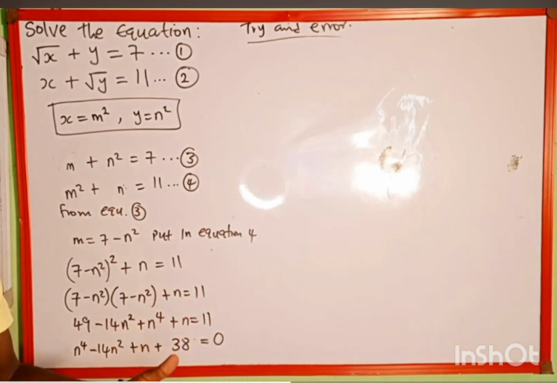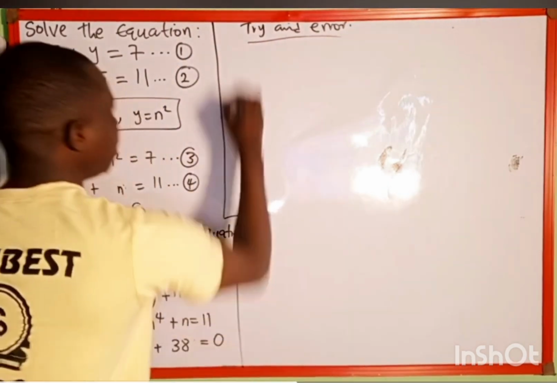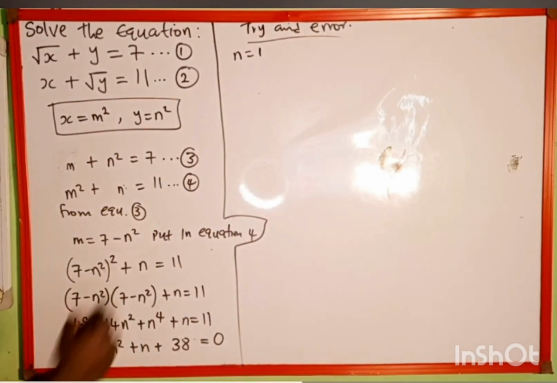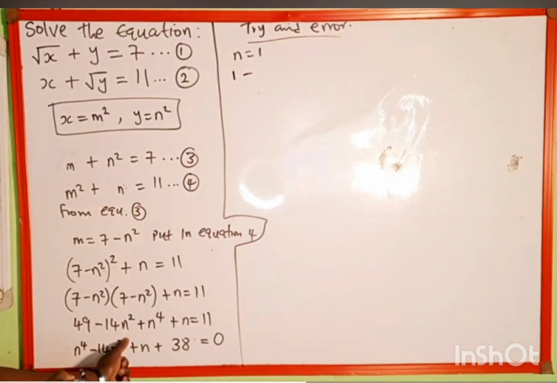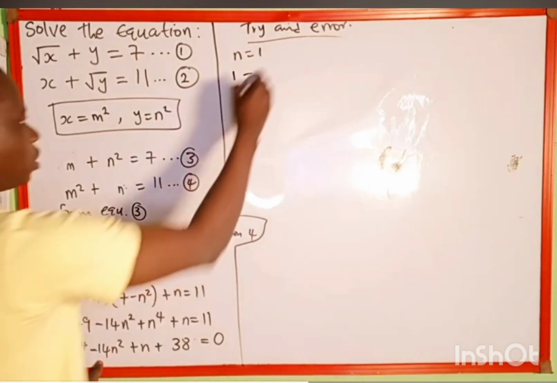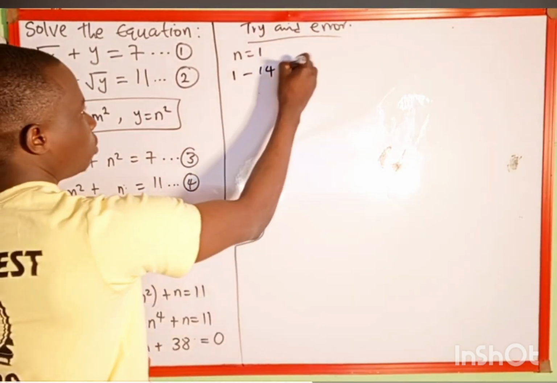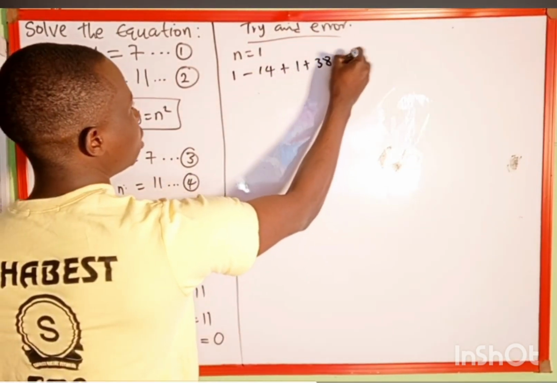If n is equal to 2 did not satisfy, we try 3, then 4. So let's start from n is equal to 1. When we plug in 1 here, 1 to the power 4 is the same as 1, then minus 1 squared is the same as 1, then 1 multiplied by 14 is the same as 14, then plus 1. When we plug in 1 here, it's going to be 1, then plus 38 is equal to 0.